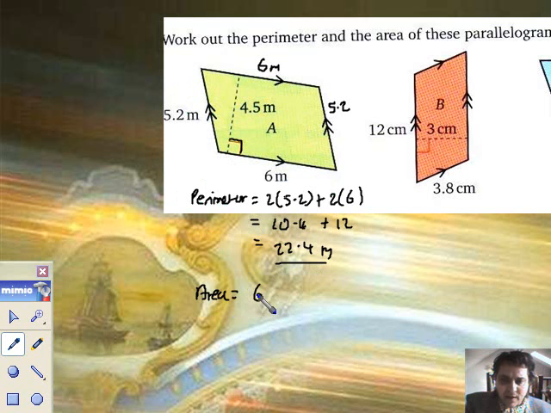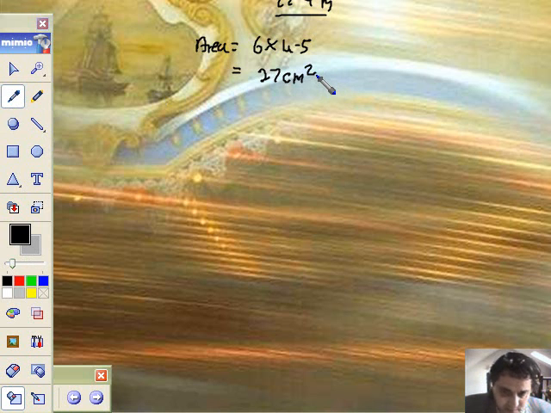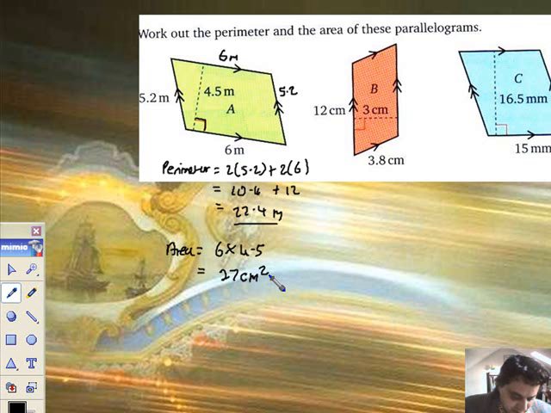So base times height. 6 times 4.5, 4.5 sixes, that's going to be 24 plus 3, that's going to be 27 centimeter cubes. Grief. Sunday morning, I'm tired. Just do it in my calculator because I don't trust myself now. 6 times 4.5, 27. Yeah, got it right.